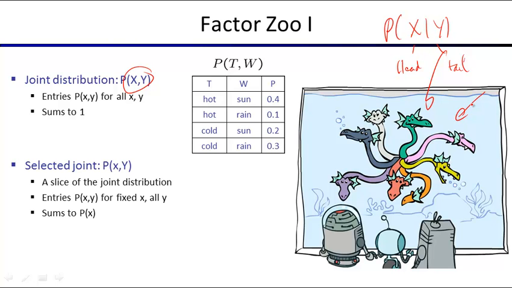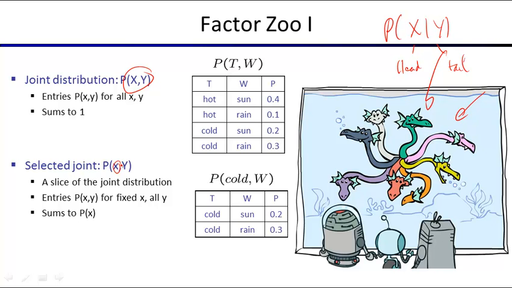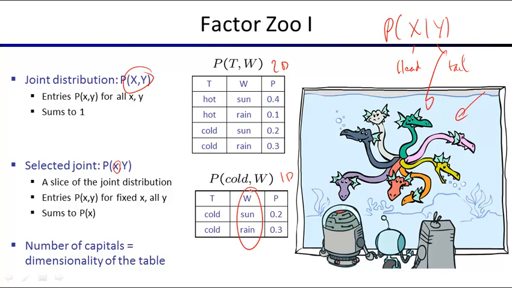A selected joint, what does that mean? That means that from the joint distribution, you select a subset of entries. So you fix for one of the variables what it is. In this case, x is fixed because x is lowercase, so it's not a variable, it's fixed. Here's an example. We fixed temperature to be cold. That's what we get. The number of capitals, something to keep in mind, is the dimensionality of the table. This here is a 2-dimensional table. This here is a 1-dimensional table because only one variable is varying over here. 2 variables are varying over here.